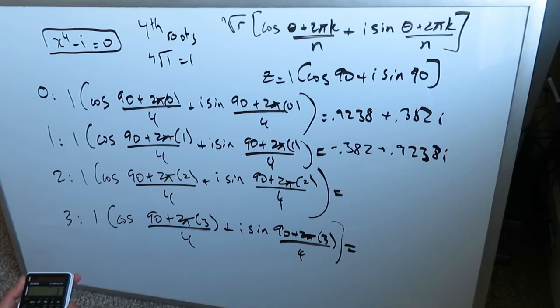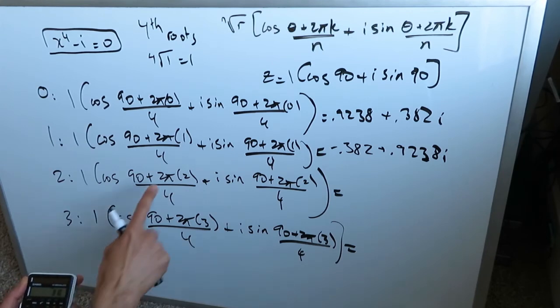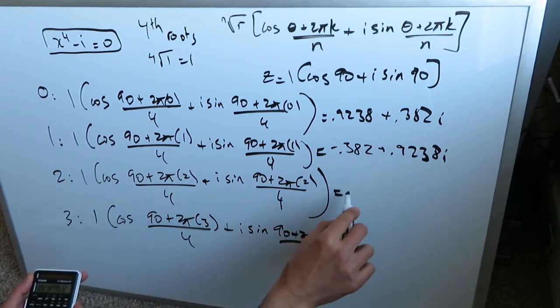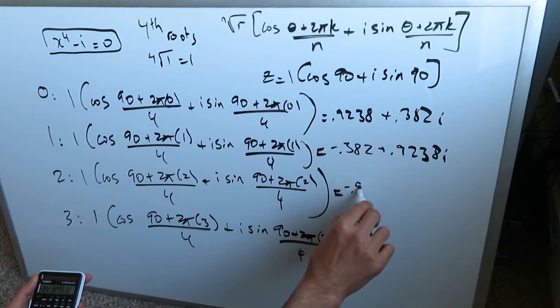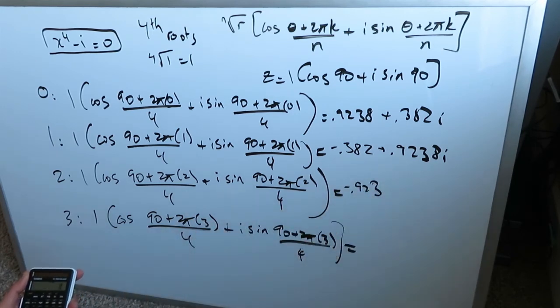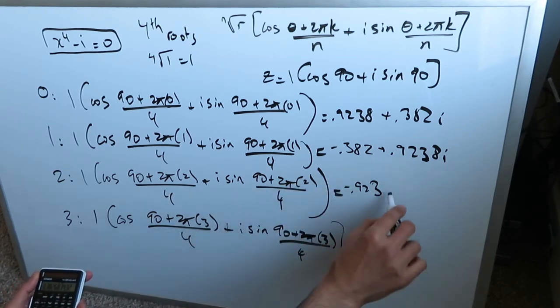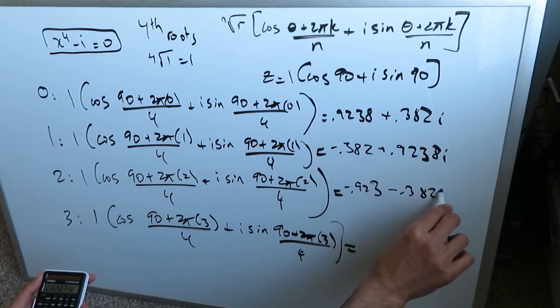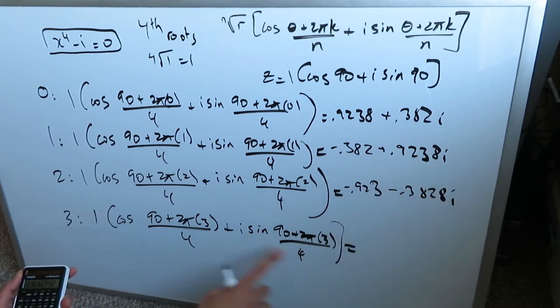Let's look at this next term. 360 times 2 plus 90, divided by 4, I get 202.5. The cosine of 202.5 is a minus 0.923, and we know we're going to be in the third quadrant, so we'll have a minus over here. Let's do sine of that, we get a minus 0.3828i.